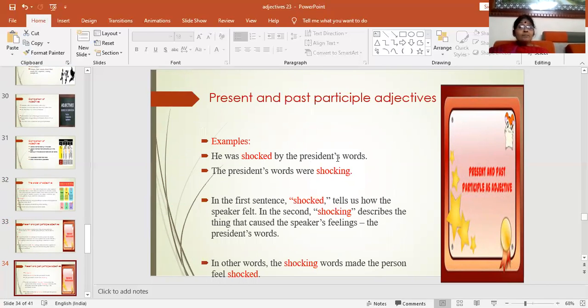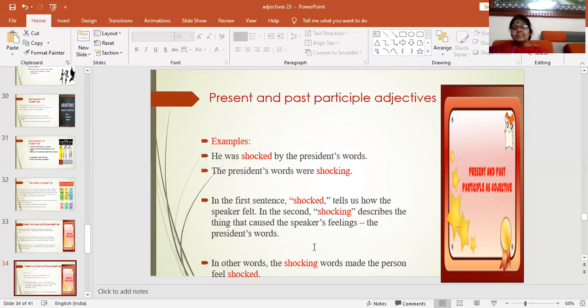He was shocked by the president's words. Past participle. I want to change this into present participle. The president's words were shocking, ing form. So in the first sentence, shocked tells us how the speaker felt. In the second, shocking describes the thing that caused the speaker's feeling, right? The president's words were shocking, right?